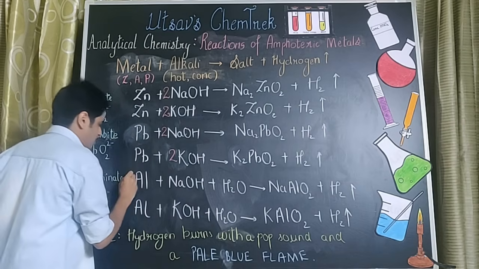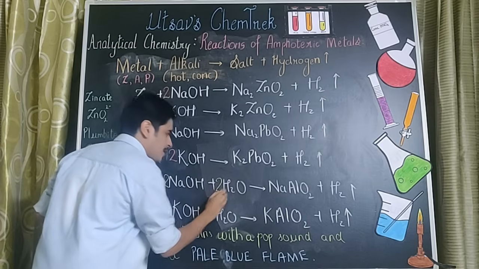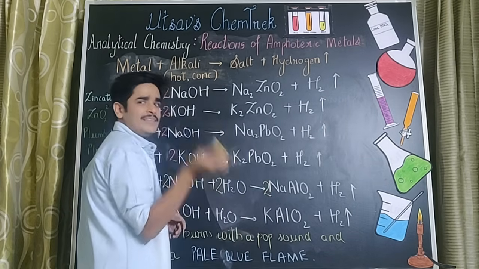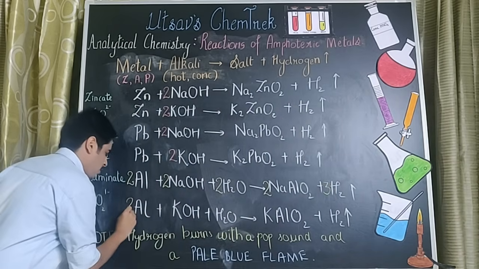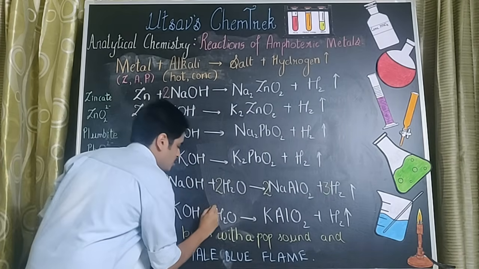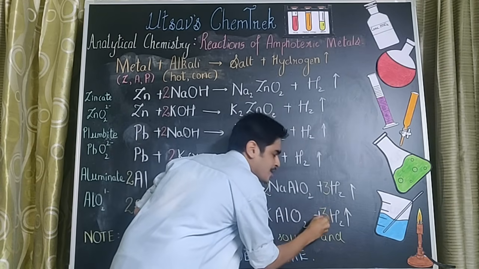I start with 2 over here, 2 over here, 2 over here, 2 over here, but at the end I have a 3. Let's continue. 2 over here, 2 over here, 2 over here, 2 over here, and at the end 3.